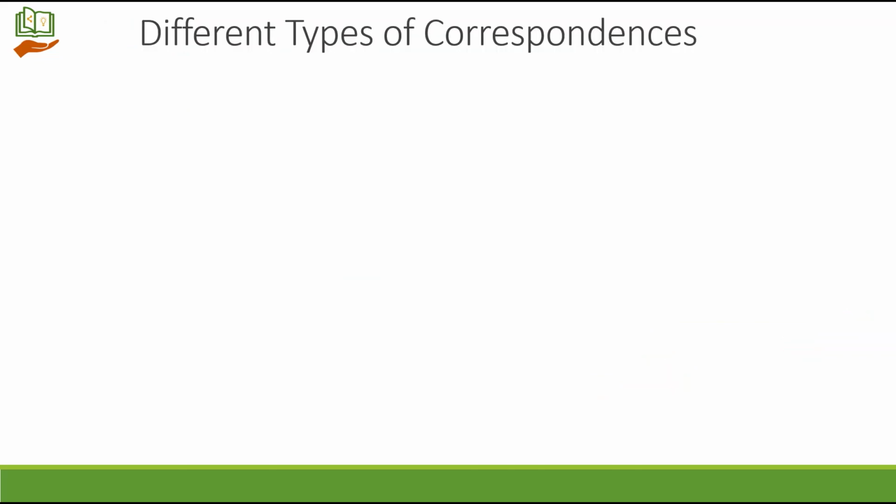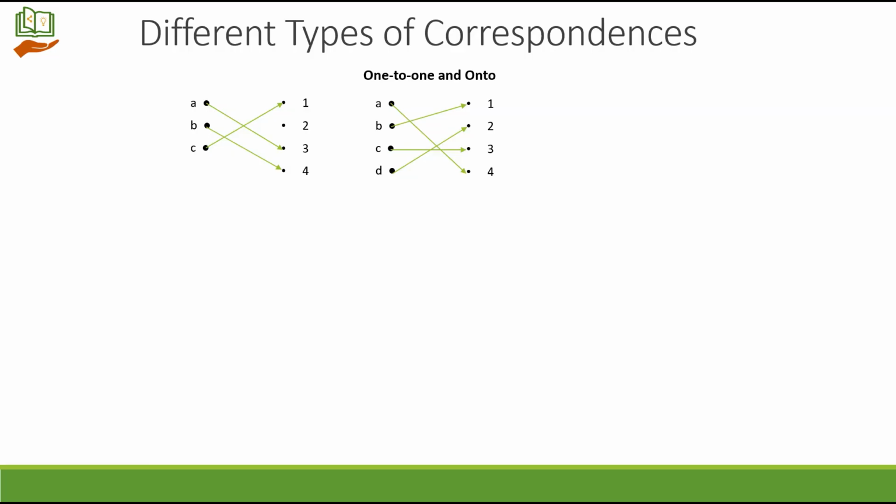Now we will see the different types of correspondences. This is one-to-one as well as onto. Now this is actually one-to-one, but is this onto? No, because the range is not equivalent to codomain. So this is one-to-one but not onto. Let's take the next mapping. It is onto, but is it one-to-one? No. A and D are getting mapped to the same codomain element. So this can be taken as onto but not one-to-one.